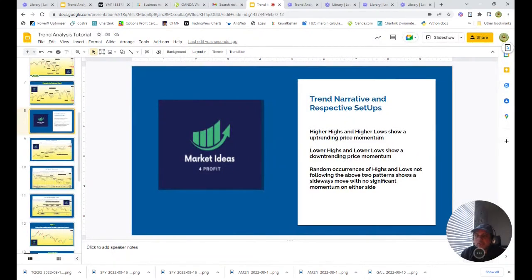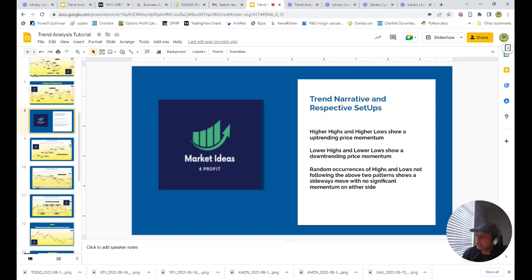So, having understood the types of trend, we'll take a trend narrative brief. A higher high and a higher low shows us an uptrending price movement. A lower high and a lower low shows us a downtrending price momentum, which is representing a downward trend. And a random occurrence of highs and lows, not following the above two patterns, shows a sideways move with no significant movement on either side.